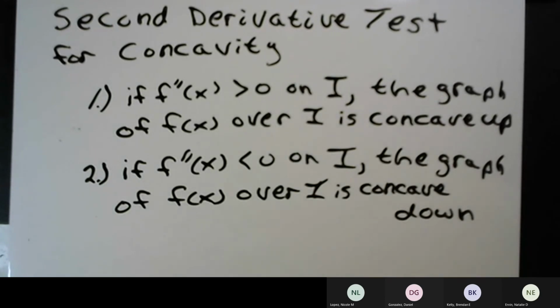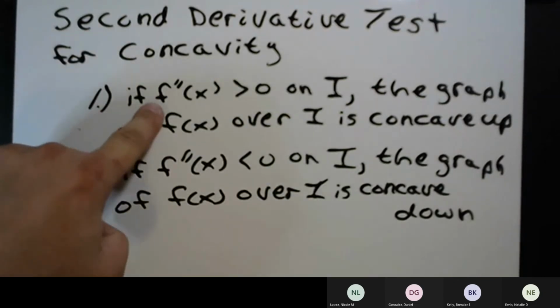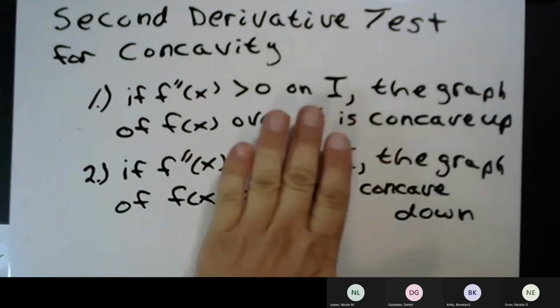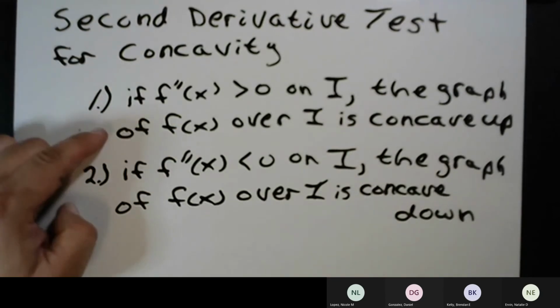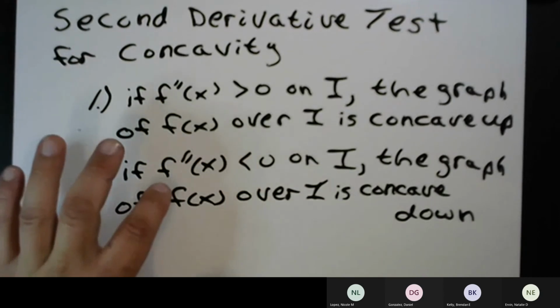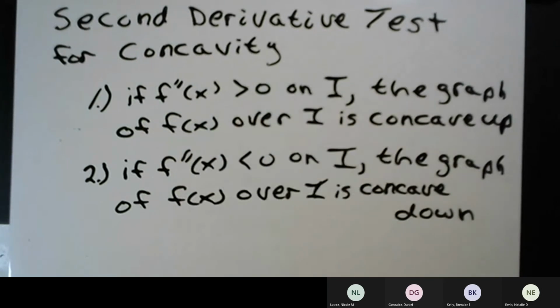So a key thing here, if the second derivative is greater than 0 at every point in this open interval I, then f over this interval is concave up. But if f double prime of x is less than 0 at every point in this open interval I, then f of x is concave down over this interval. So let me just do a couple sort of, hopefully not too complicated examples.